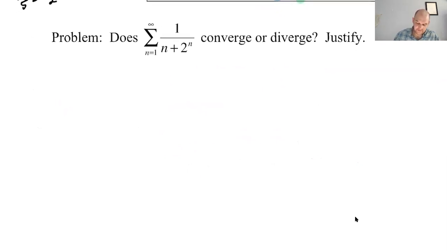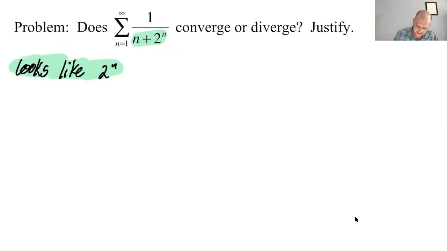So here's how I usually do these. This part looks like just 2 to the n, right? I mean, if n is infinitely large, n plus 2 to the n versus 2 to the n, what's the difference? So it looks like 2 to the n. And I know that n plus 2 to the n is definitely going to be greater than or equal to just 2 to the n for n greater than or equal to 1. So that's got to be true.